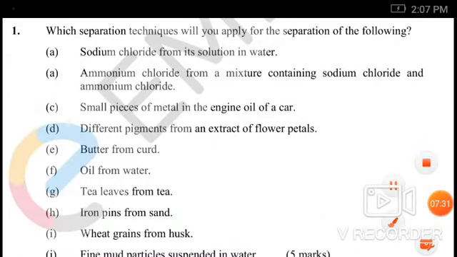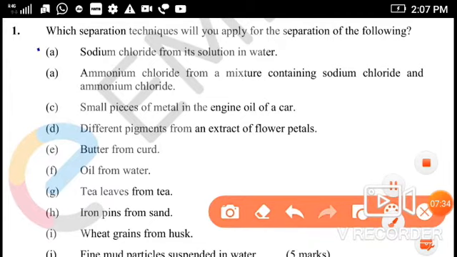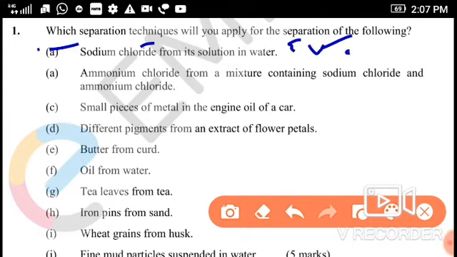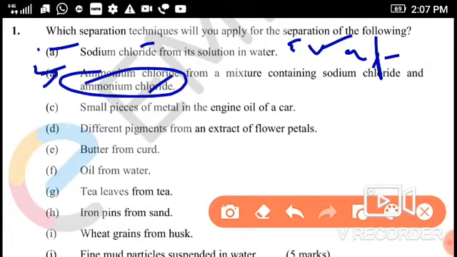Now the next question is an exercise question. Which separation technique will you apply for separation of the following? Sodium chloride from its solution in water, we use evaporation. Now part B. Ammonium chloride from a mixture containing sodium chloride and ammonium chloride. As we know, ammonium chloride is a sublimating substance, so we should use the sublimation technique.